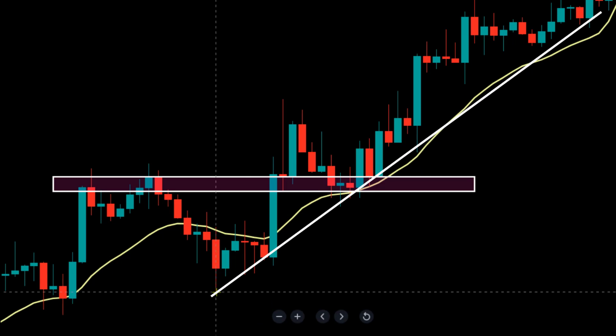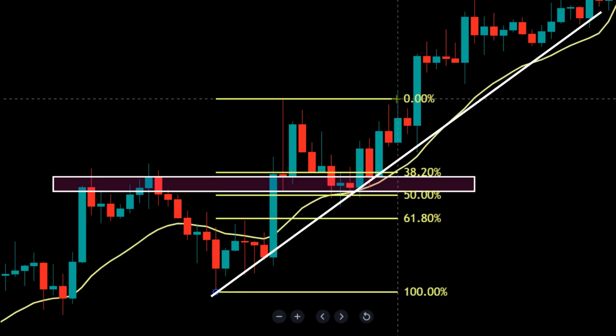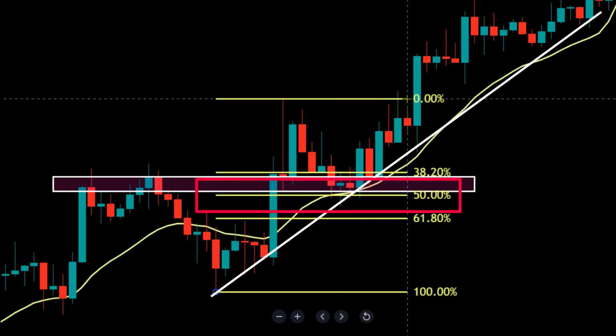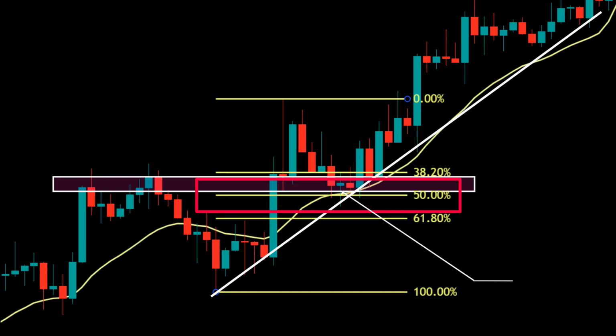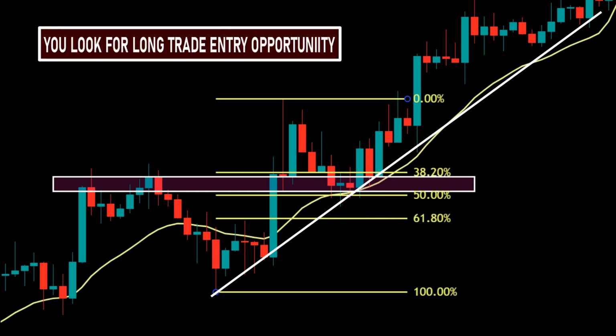Finally, we grab the Fib tool and click starting from the swing low here and drag it up to the recent swing high. As you can see, the 50% Fib retracement level also lines up perfectly with the trend line, support and resistance, and as well, the moving average. In this way, creating an area of confluence. When price reached this level, we had multiple long-wick candles forming and failing to break through, which shows a reaction to the area of confluence and then confirms the trade setup. And you will start looking for a long trade entry opportunity.